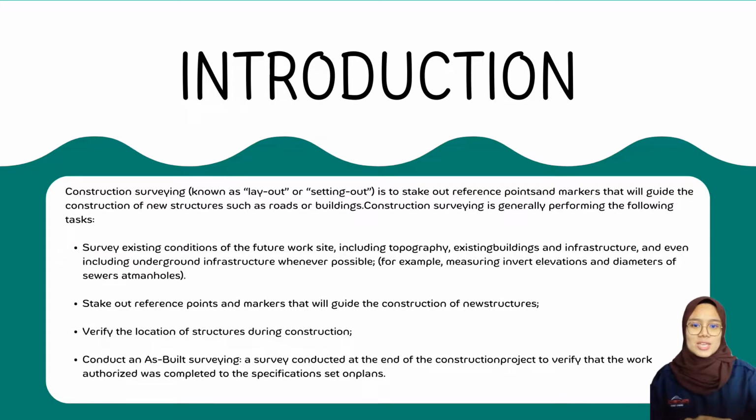The first one, survey existing conditions of the future work site, including topography, existing buildings and infrastructure, and even underground infrastructure whenever possible. For example, measuring invert elevations and diameter of sewer at manholes. The second one is stake out reference points and markers that will guide the construction of new structures. The third one is verify the location of structures during construction. And the last one, a survey conducted at the end of the construction project to verify the work authorized was complete to the specifications set on plans.